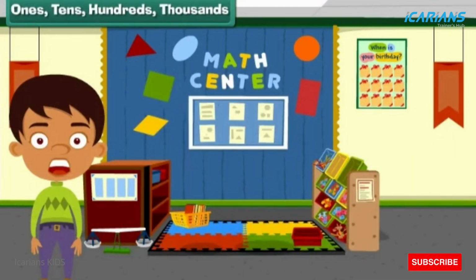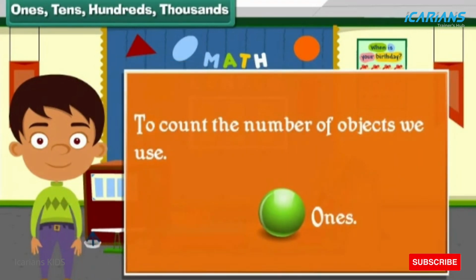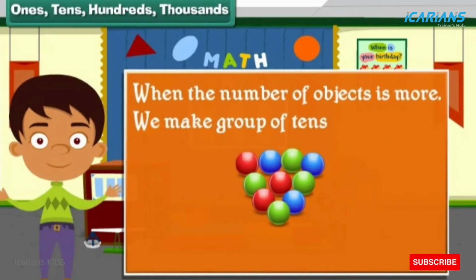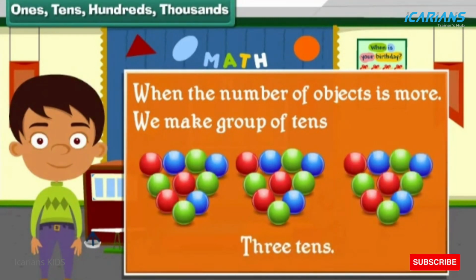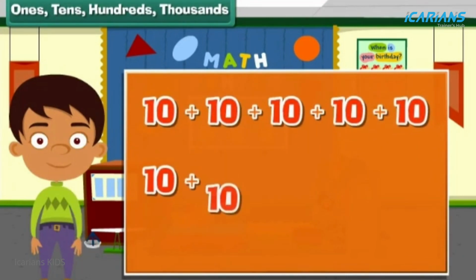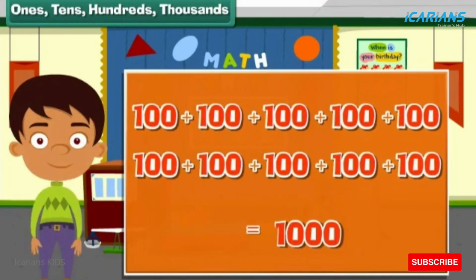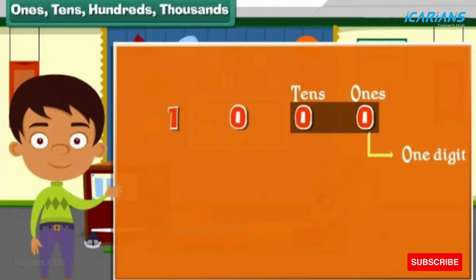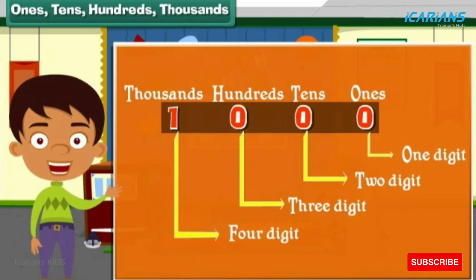Ones, tens, hundreds, thousands. To count the number of objects, we use ones. When the number of objects is more, we make groups of tens and count them as 1 ten, 2 tens, 3 tens. What if there are lots of tens? We make a group of 10 tens and call it hundreds. When we have 10 hundreds, we call it 1,000. Observe that in ones we have only one digit, in tens we have two digits, in hundreds we have three digits, and in thousands we have four digits.